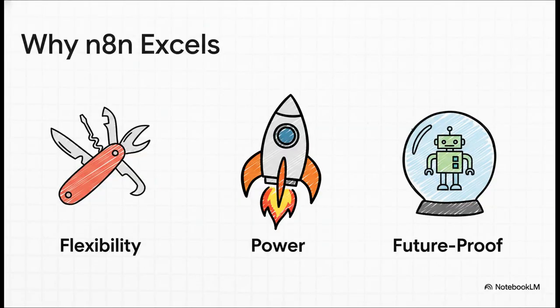n8n's superpower comes from 3 things. It's flexibility: it's open source, you can host it yourself, you have total control over your data. It's power: you can drop in actual code if you need to for really complex flows. And the fact that it's future-proof. AI agents aren't just an add-on, they are baked right into the core of the platform.